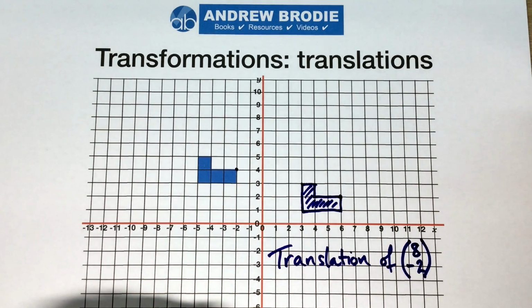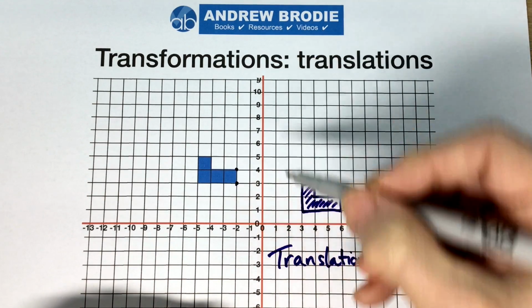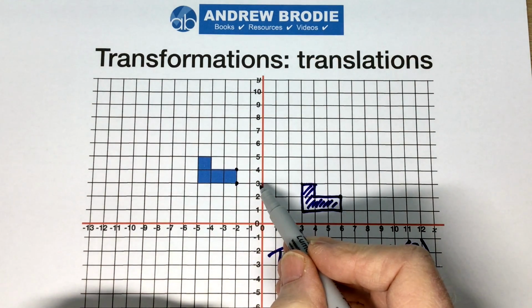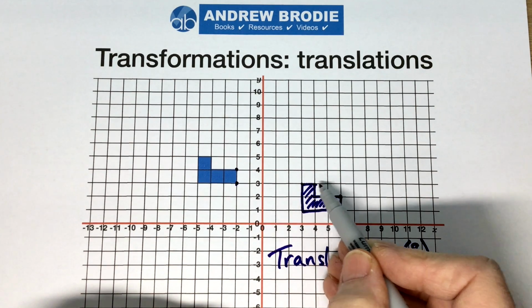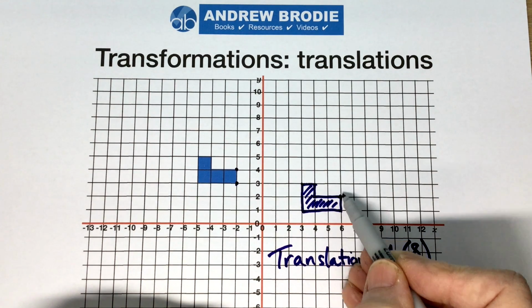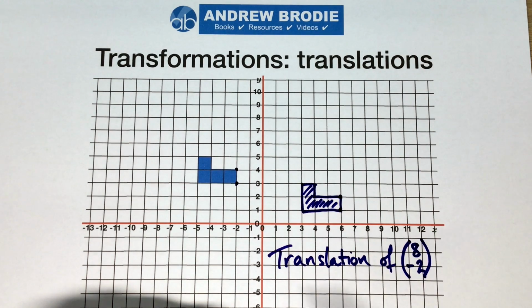You could check with one of the other points. Let's do that one. So 1, 2, 3, 4, 5, 6, 7, 8, and down 2. And we've ended up there. That is a translation of 8, -2.